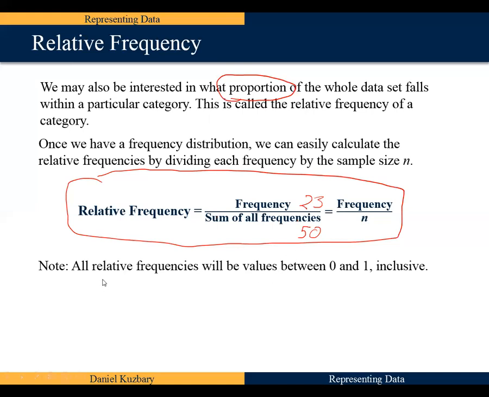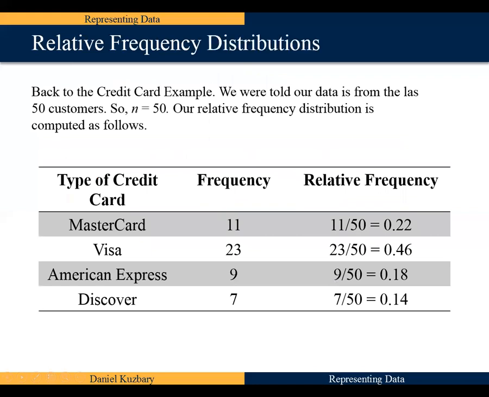And since they're relative frequencies, we're dividing by the biggest number. They're all going to be between 0 and 1. And this is an example of how you'd find a relative frequency distribution.